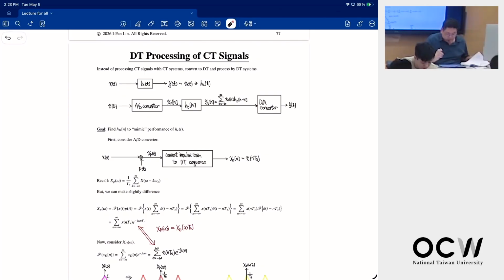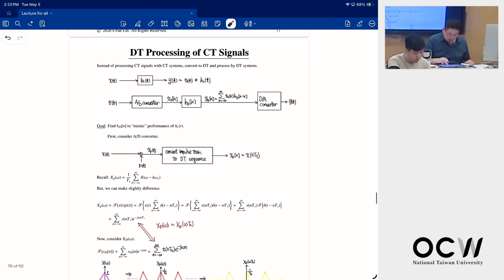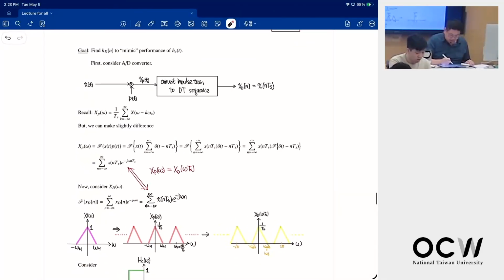Okay, last week we talked about how we use discrete time to process continuous time signals. We want to mimic this part. Finally, we derived that when you take impulse train sampling, you will duplicate your signal. The Fourier transform and the discrete time Fourier transform have a relationship: omega changes to omega times Ts. So here is the example.